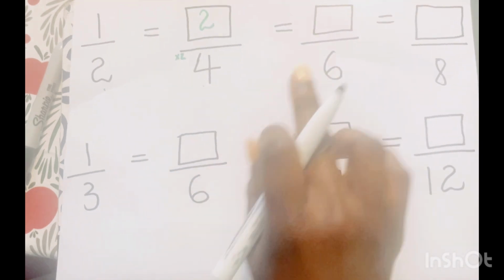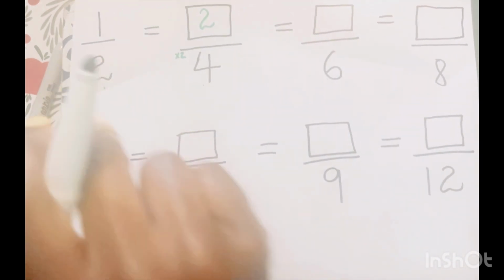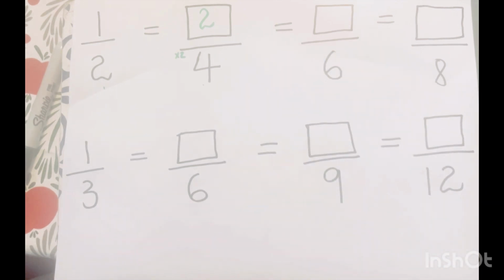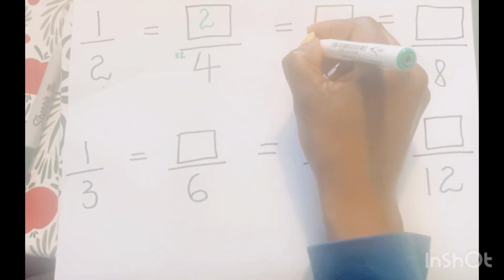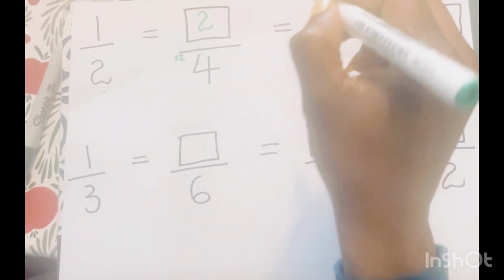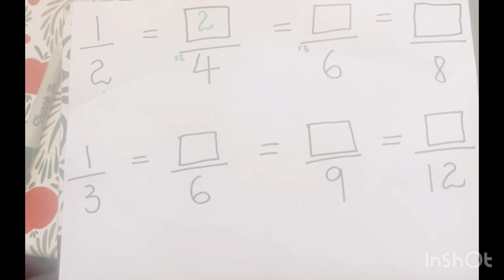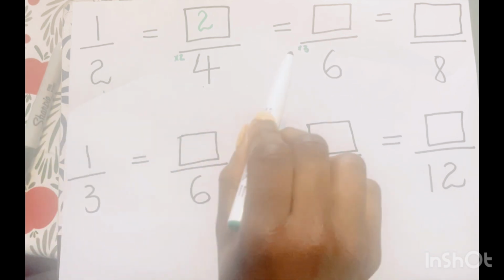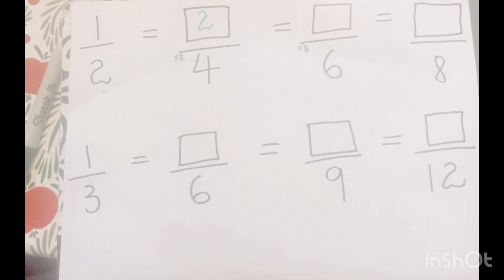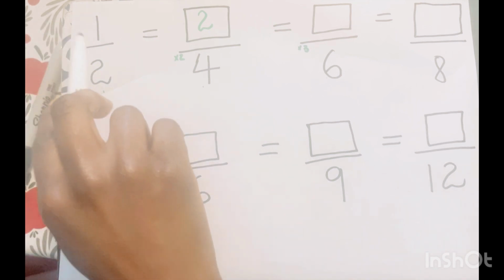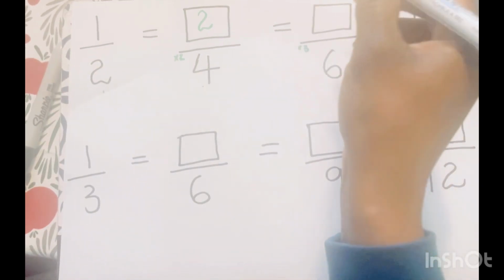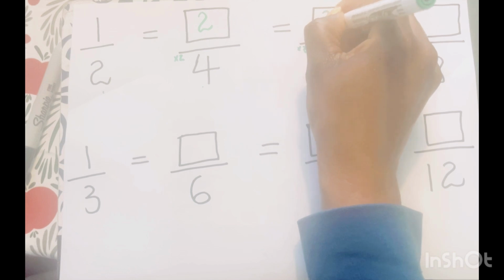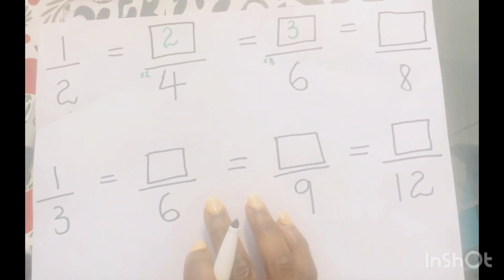What number can we multiply 2 by to get 6? If we go back to our multiplication table, we'll realize that if we multiply 2 by 3, and let's put our 3 here so we remember what number we used, we multiply 2 by 3 and that gave us 6. And if we multiply 1 by 3, that will give us 3. Very good. Let's do the same thing for this one.